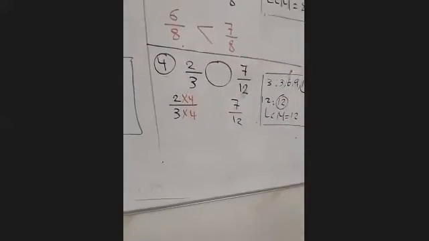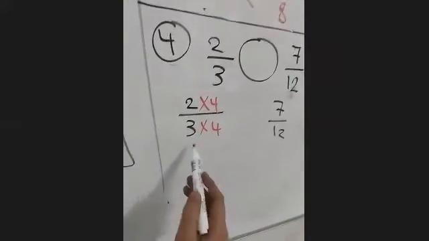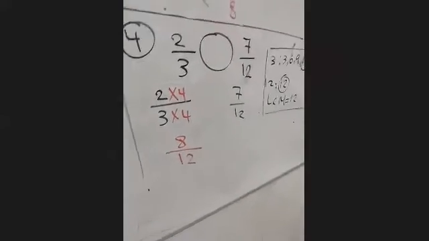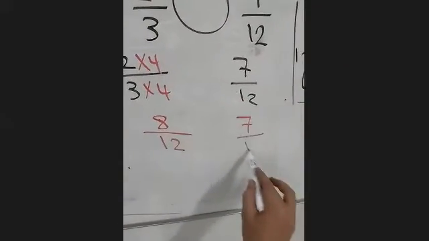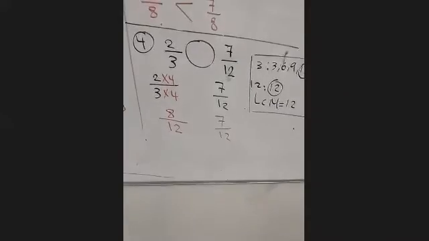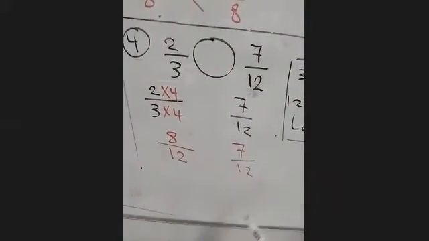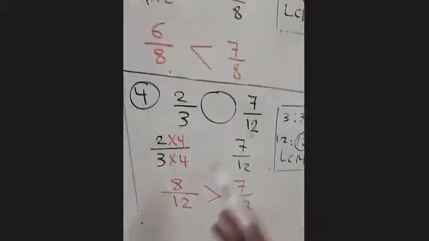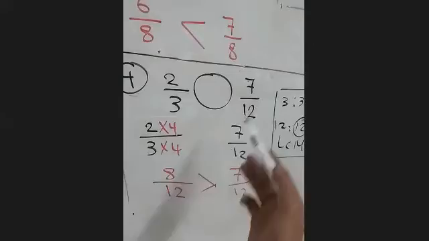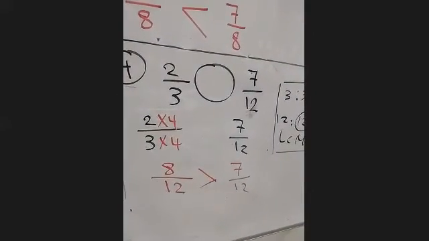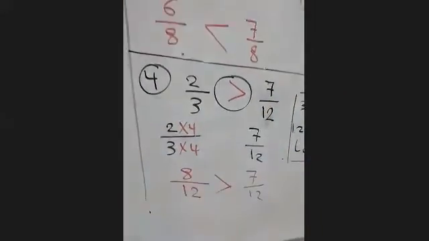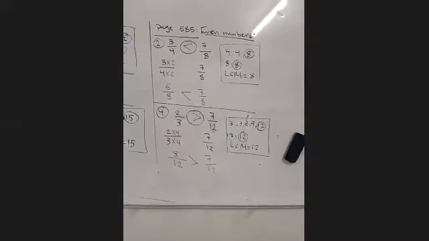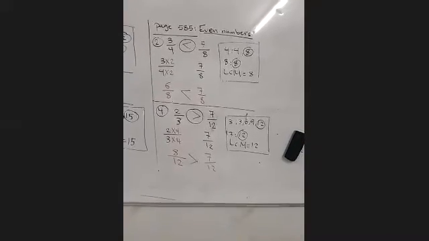Okay. Now, let's simplify here. 2 times 4 equals 8. 3 times 4 equals 12. Now, 7 over 12 stays the same, right? Yes. So which one is bigger, 8 over 12 or 7 over 12? 8 over 12. 8 over 12 is bigger, which means which one is bigger, 2 over 3 or 7 over 12? 2 over 3. Do you understand it? Yes. Good boy. This is question 4, guys, okay?